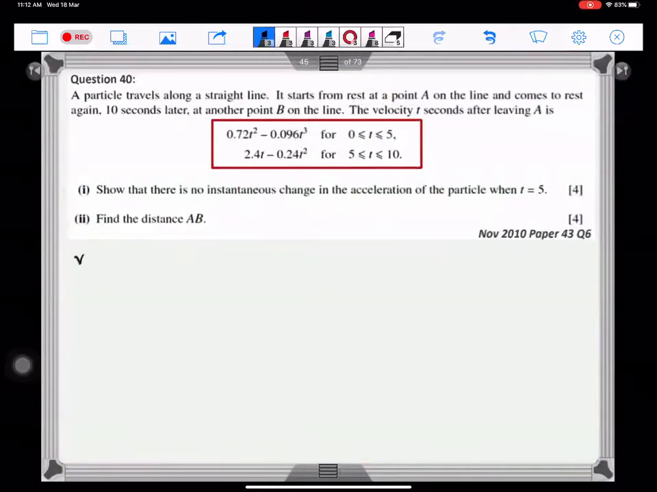Look at the first question, question number 40. A particle travels along a straight line. It starts from rest at point A on the line and comes to rest again 10 seconds later at another point B on the line. That means the journey is for 10 seconds, starting from A, ending at B. There are two velocity equations given for the first 5 seconds and for the next 5 seconds. Show that there is no instantaneous change in acceleration when t equals 5.